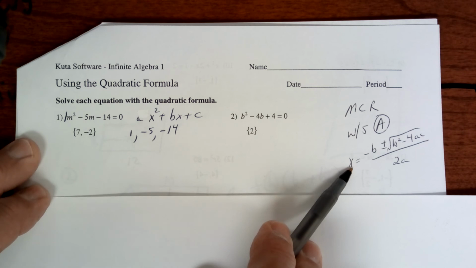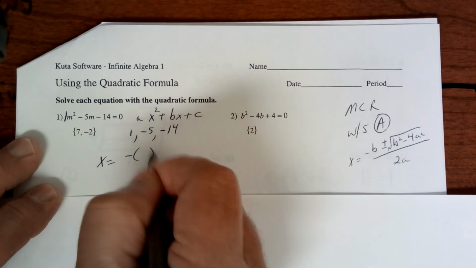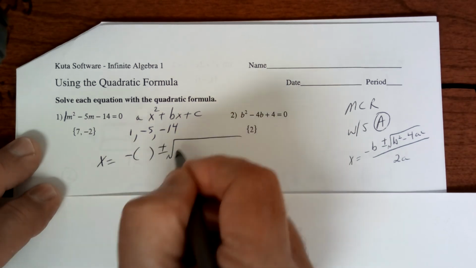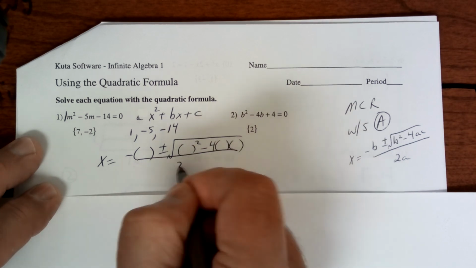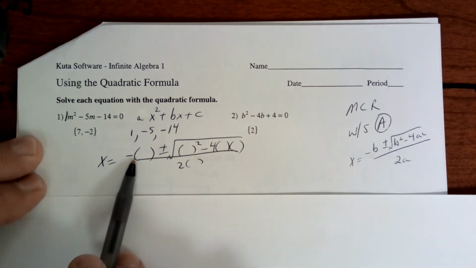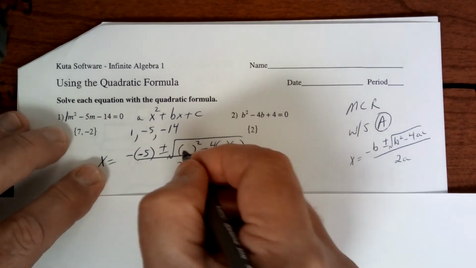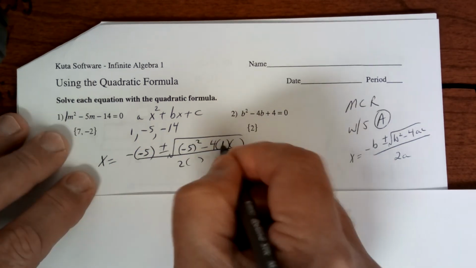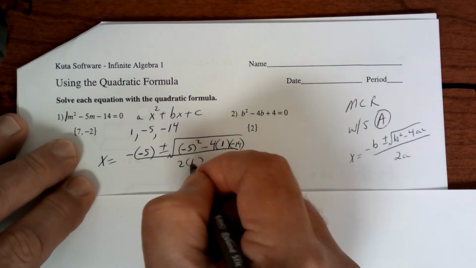So you're going to do x equals negative b plus or minus the square root of b squared minus 4 times a times c, all divided by 2 times a. You're going to plug it in. So your b, negative b, so put another negative 5, b squared minus 4 times a times c, all divided by 2 times a, and you're going to work that out.